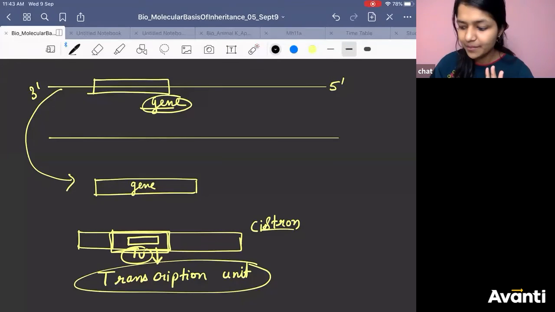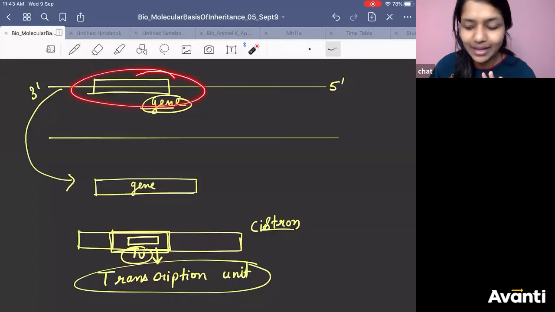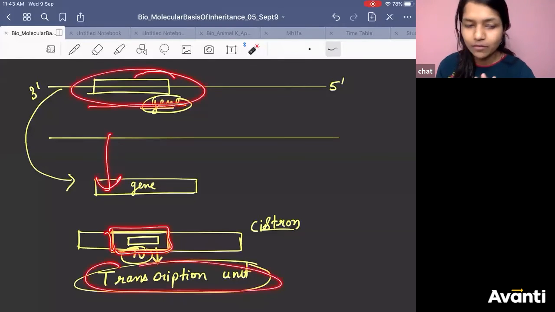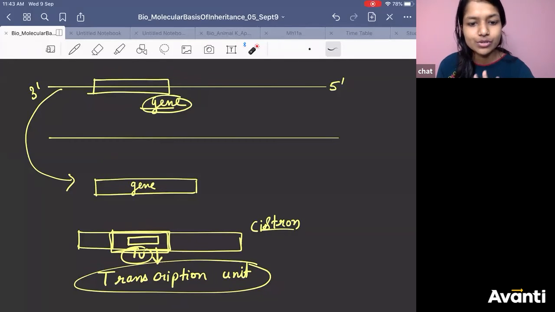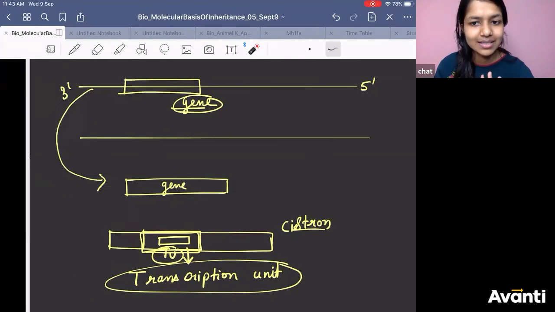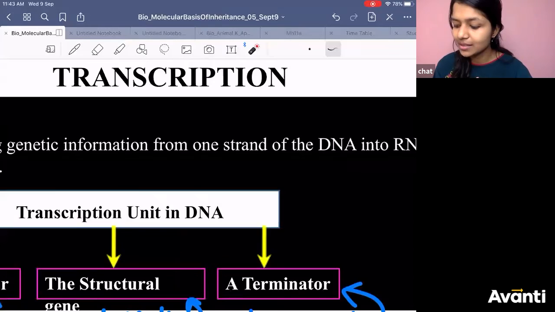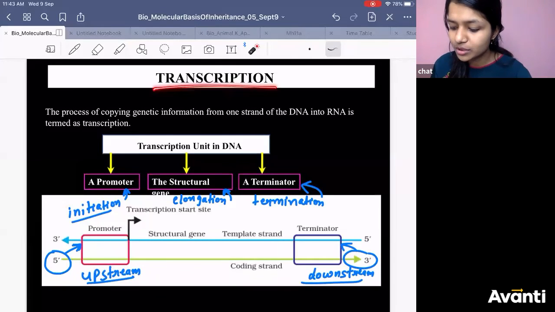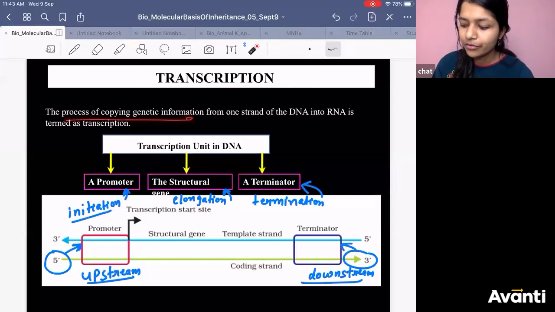Is the concept clear? That segment of DNA is the gene. The gene will have a cistron and the cistron will have the transcription unit. If this is clear, then you can now learn this: what is transcription? The process of copying the genetic information from one strand of DNA into RNA is called transcription.